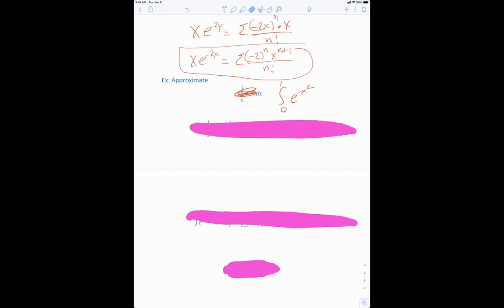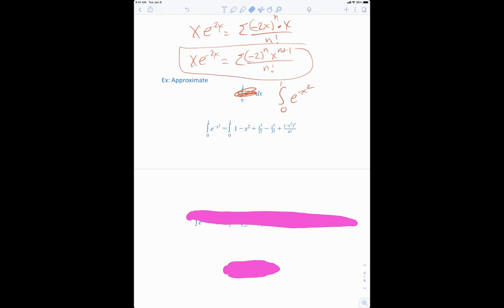Like there's no way for me, I could use this on a calculator, of course, but pretend you don't have a calculator. You can't do this integral. I have no way to integrate this. U sub won't work. Integration by parts won't work. There's no method for solving this. So what I'm going to do is write it as a power series.